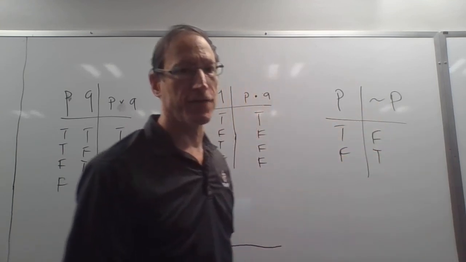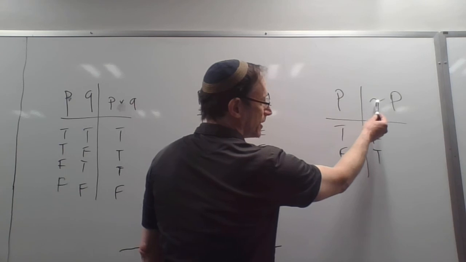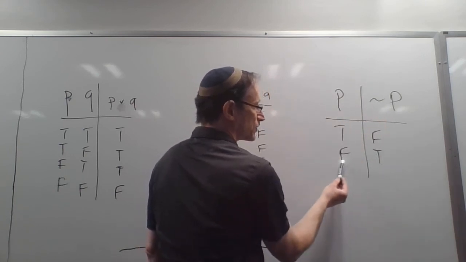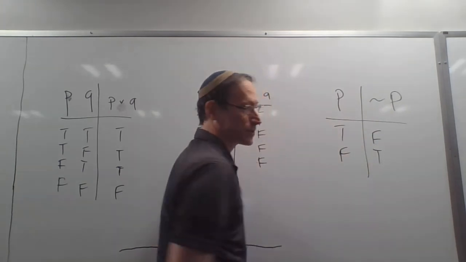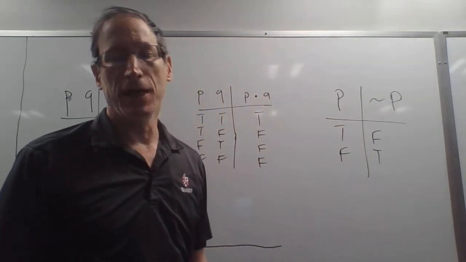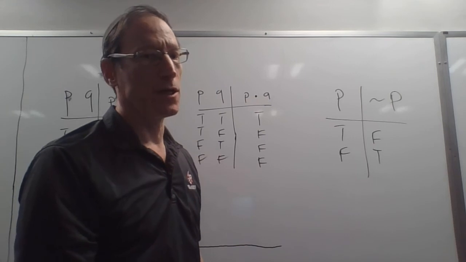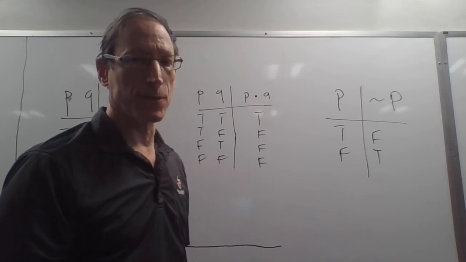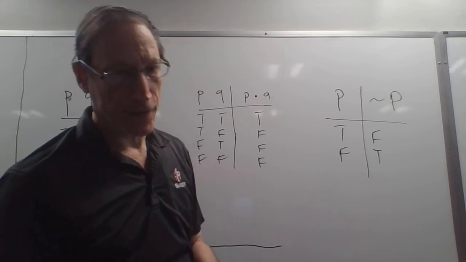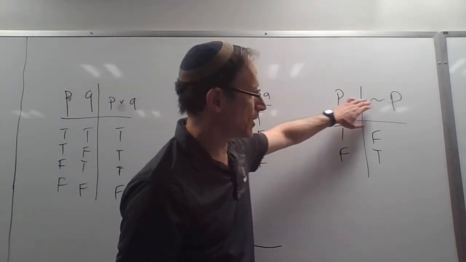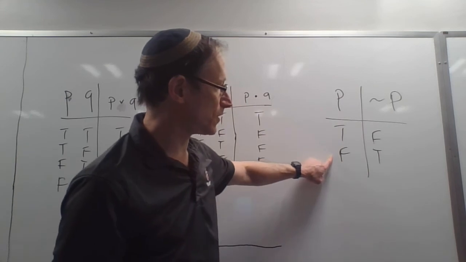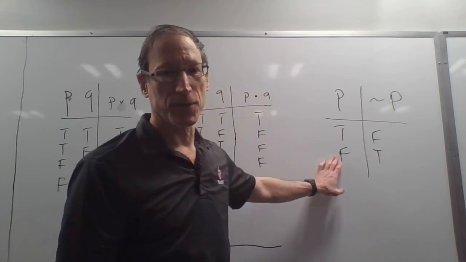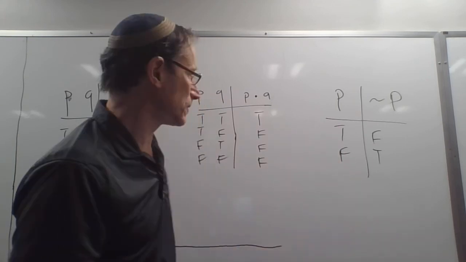So notice that the F is written underneath the tilde, right? If P is false, then not P is going to have to be true. Basically that's just what we mean by saying not the case. When you say something is not the case, you're saying that whatever the truth value of that statement was, I'm denying that. So whenever P is true, not P has got to be false. Whenever P is false, not P has got to be true. Now this is just something you have to memorize, but it's pretty simple.